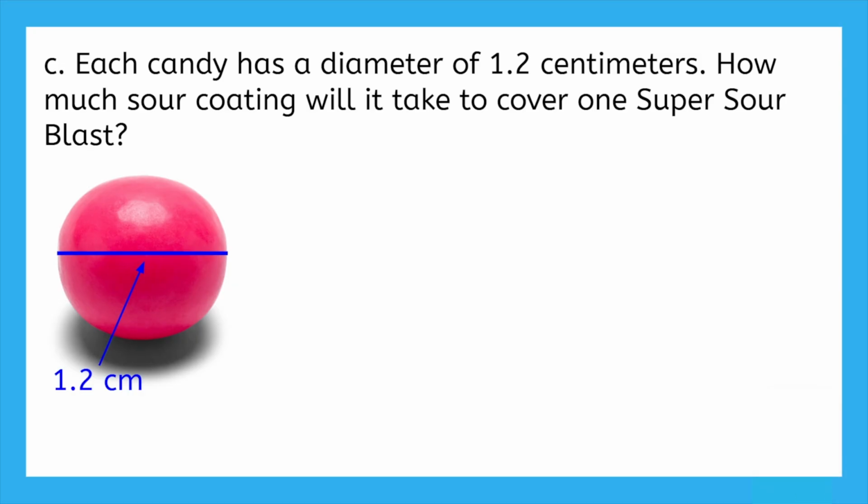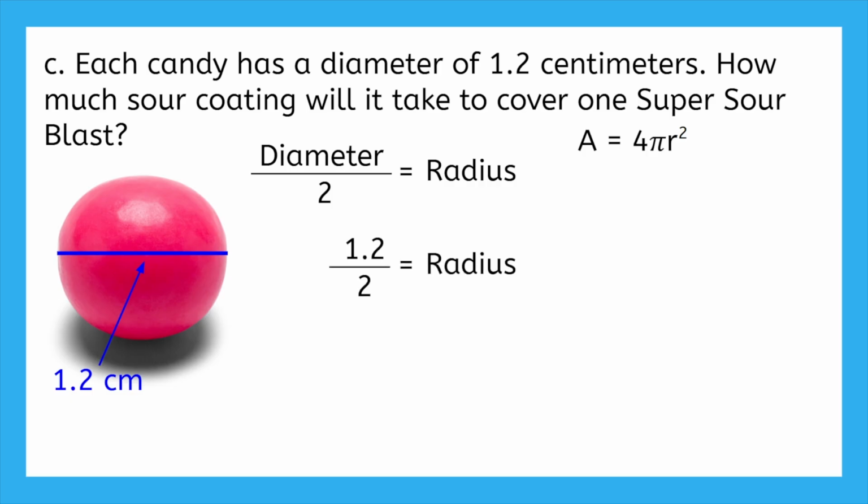All right, what's the first step? We need to get our radius right. The formula is A equals 4 times pi times r squared, so we need our radius to substitute in place of r. Since we know the diameter, how do I figure out the radius? I divide the diameter in half to get that radius. 1.2 divided by 2 is 0.6, which means our radius is 0.6 centimeters.